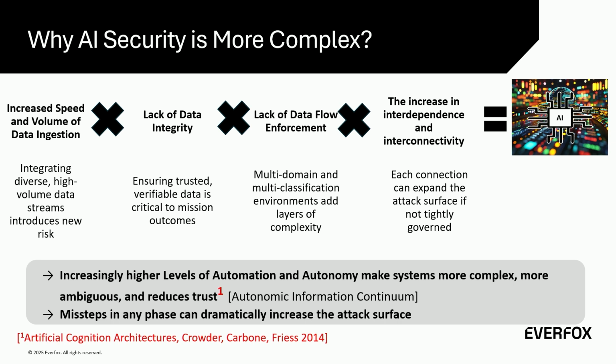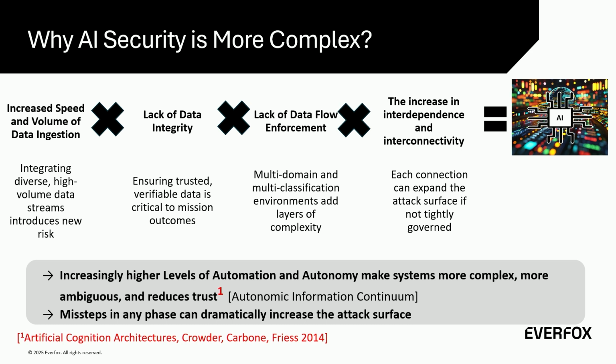So why is AI security so much more complex? Well, think about the increased volume and speed of data ingestion we're doing, and you're doing it at the edge in every platform. Think of the Tesla environments. Tesla's doing the same thing. It should be easy, right? It's not. That's because of the lack of data flow enforcement, the lack of data integrity in that architecture, which is a lot more critical in our environment than in a Tesla environment, and the increase of interconnectivity, the IoT content, every soldier is a sensor type of platform, that significantly adds to the complexity.